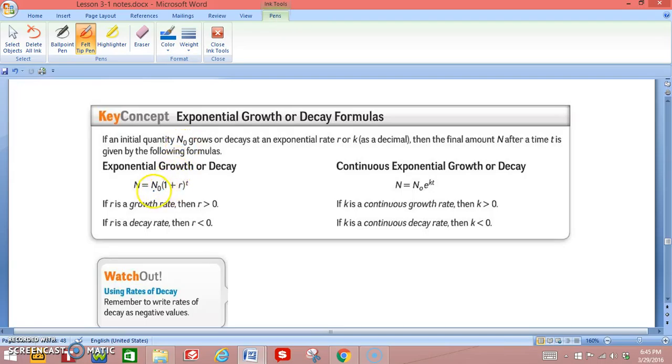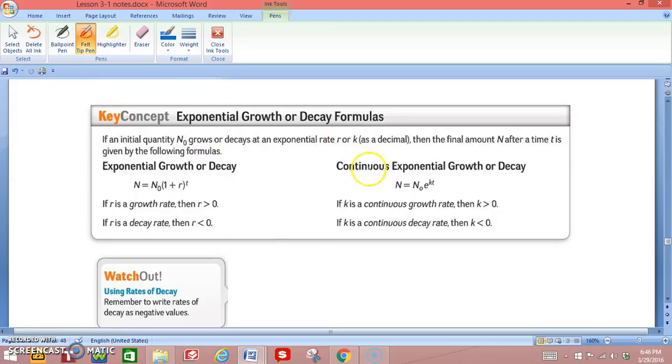The regular exponential growth or decay, your rate is still going to be a decimal, and it's R, and then T is still the amount of time. Okay. Now, if it's growth, it'll be plus R. If it's decay, then the R is going to be negative. It'll be 1 minus R.